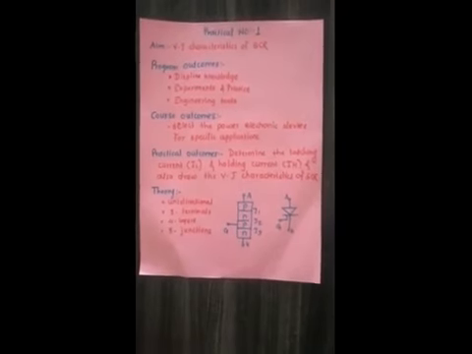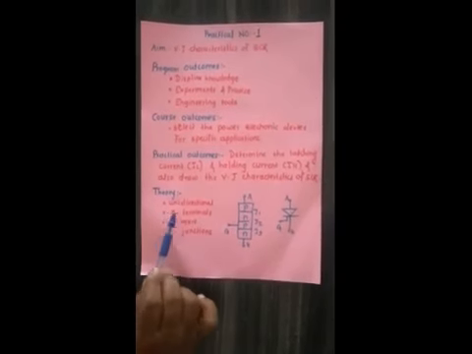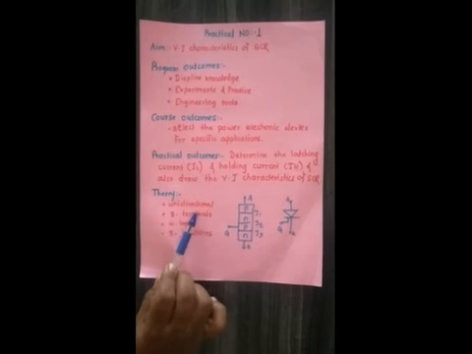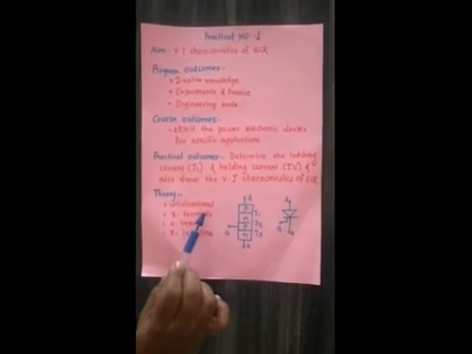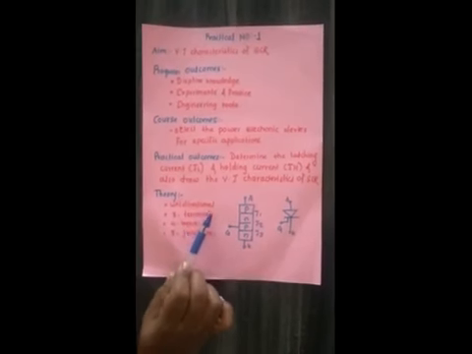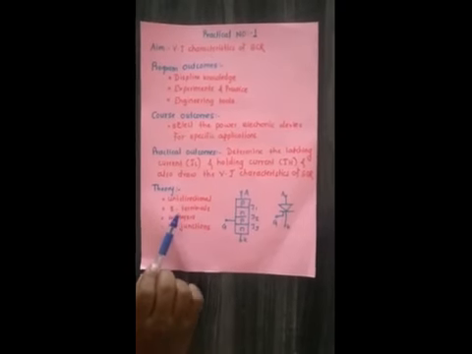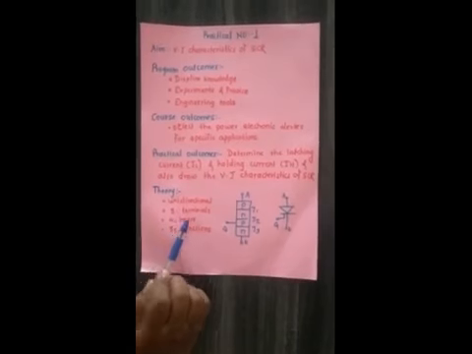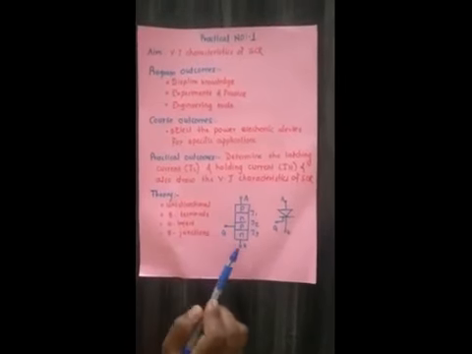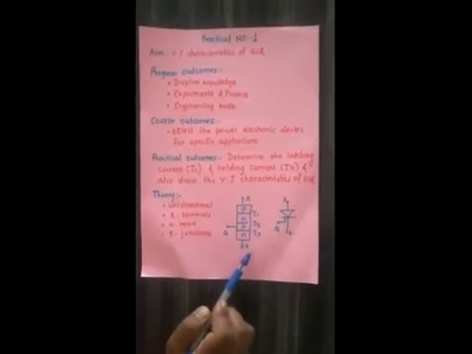Now see, theory related to this practical. First of all, we know the SCR is a unidirectional device. Means current will flow in only one direction, that is from anode to cathode. Second important point is SCR has three terminals, that is anode, gate and cathode. These are the three terminals.